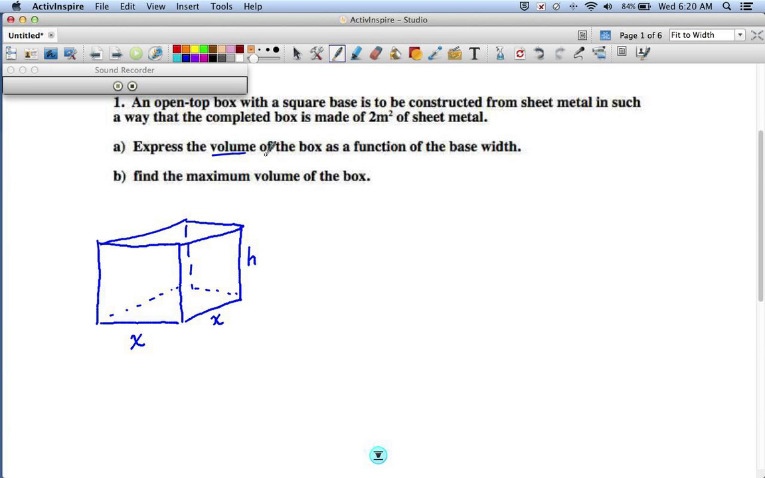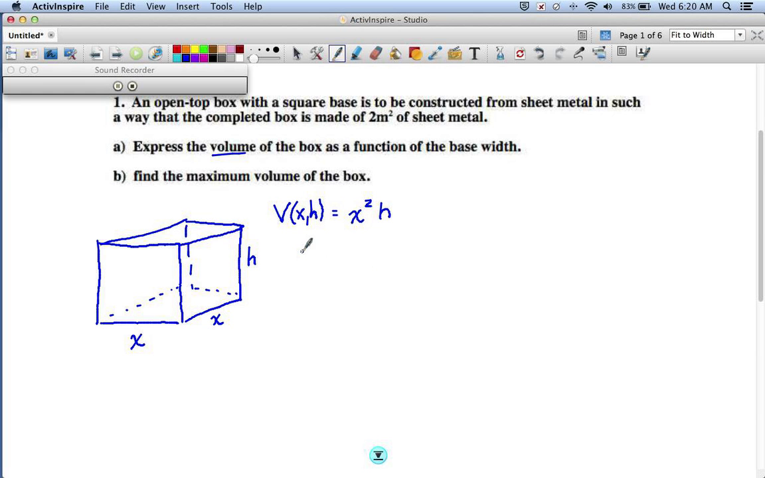So we're expressing the volume of any rectangular prism, which is the area of the base, in this case x squared, times the height. Now that technically is a function of x and h, so I'm going to rewrite this in function notation as volume of x and h, as opposed to f of x or h of t and different things we've seen before. V of x and h.